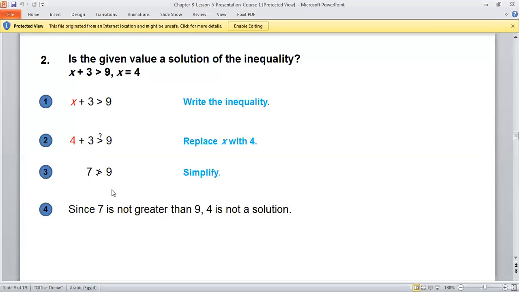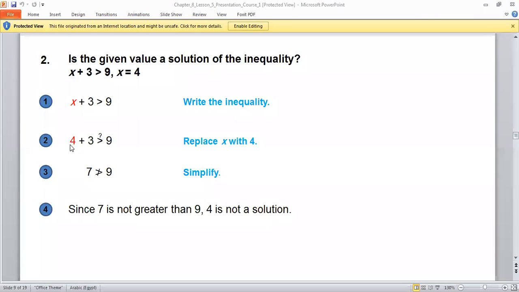Again, Khalid. What do you need, Muhammad? The greater is 9. No, look with me. He gives me in the inequality, he wrote it here. Can you see that? x plus 3 is greater than 9. So what will we do here? I will remove x and put 4.